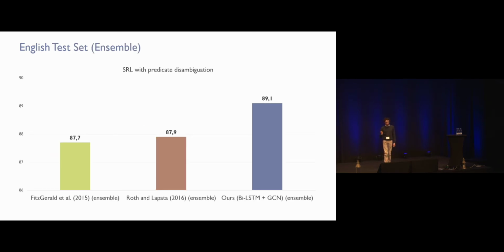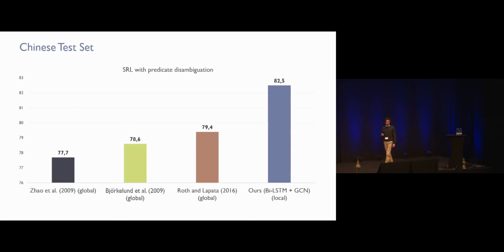We also tried to ensemble our model, like previous works did, and with a product of experts approach, we got extremely good results, I would say. Basically, these are the best reported scores on the English CoNLL 2009. We also tested on the Chinese test set, and we got very good improvements out of this. Almost around 3 points F1 more than the previous state-of-the-art.